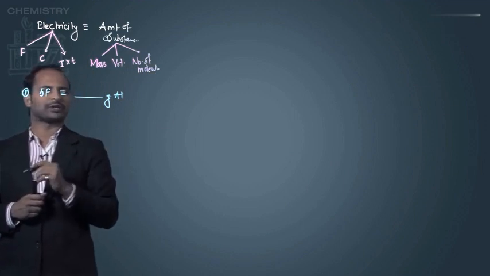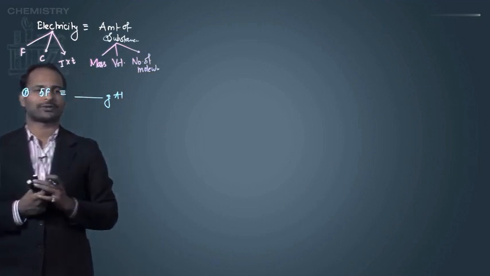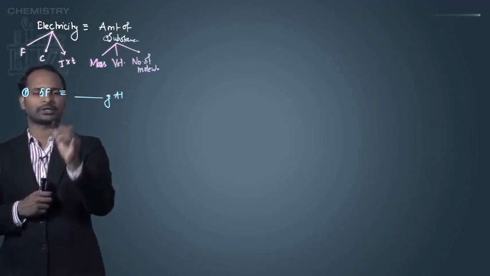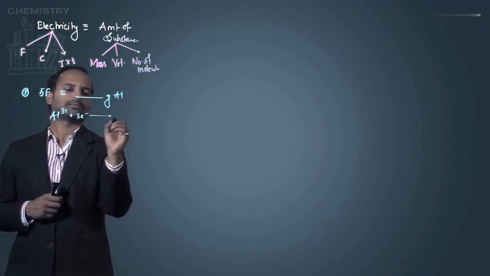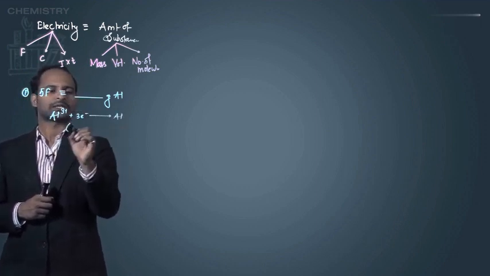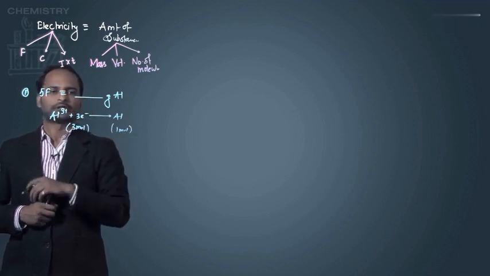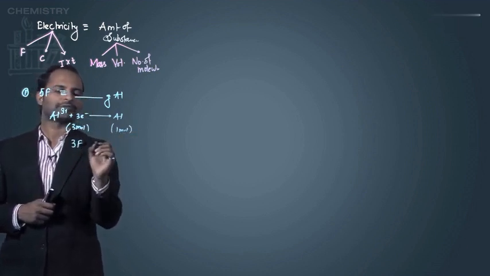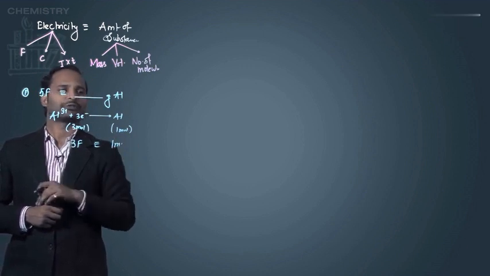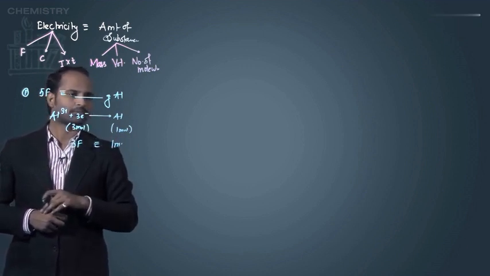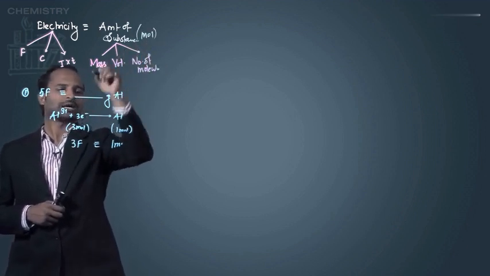In the mole concept, I simply write the reaction for the formation of aluminium. Aluminium carries 3 plus charge. So Al3+ plus 3 electrons gives you Al. That means if you take 3 moles of electrons, then 1 mole of aluminium will form. 3 moles of electrons means 3 Faraday of electricity will form 1 mole of aluminium. Here I want mass in grams, so convert the moles into mass.